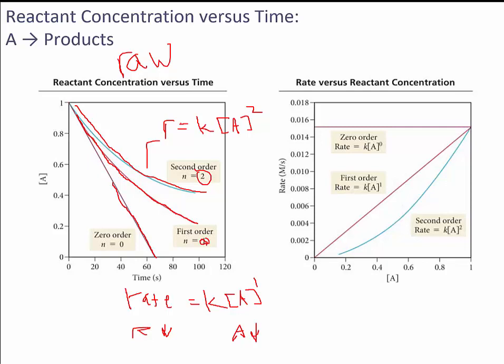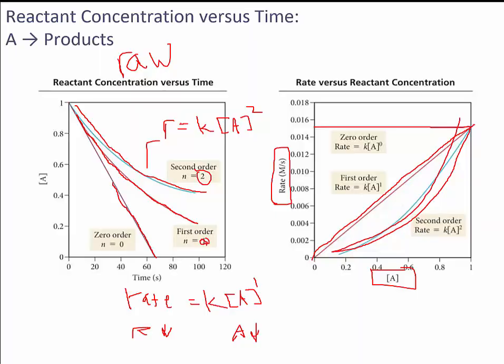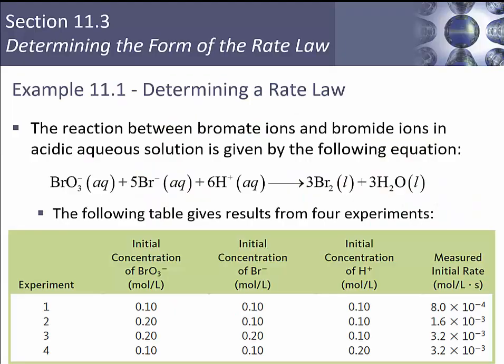If you look at how the rate is changing, this is rate as a function of A. If it's 0th order, it has no dependence on the concentration of A. Whether concentration goes up or down, your rate's not going to change. If you're 1st order, it's a nice linear relationship for rate with A. And if it's 2nd order, your rate is going to change exponentially. Right, so let's look at these.